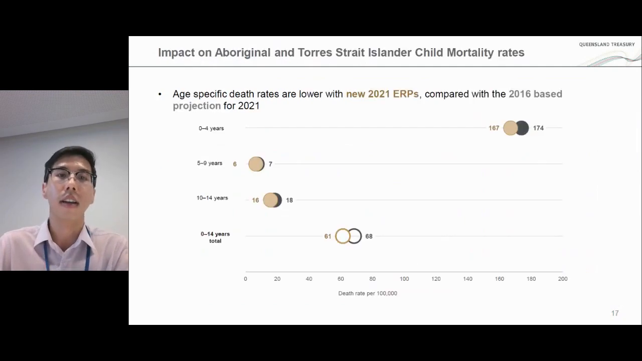So one example is the death rates for Aboriginal and Torres Strait Islander children in Queensland. We have used a single year's worth of data instead of the usual 5-year average to account for small numbers, just to illustrate the point here. The new rates are shown in the lighter colored circles and are generally lower than those based off the 2016 base census projections for 2021.